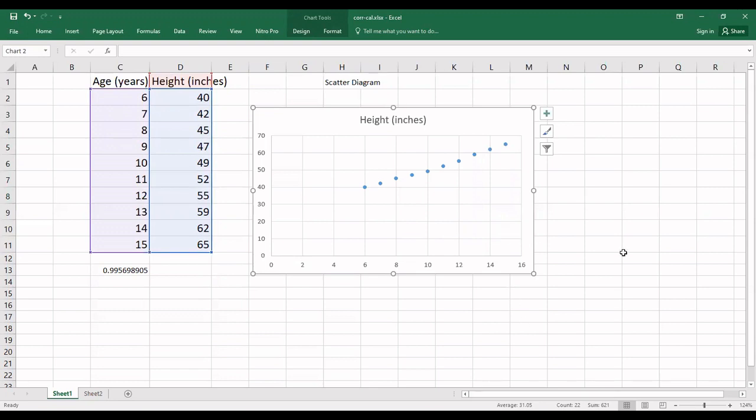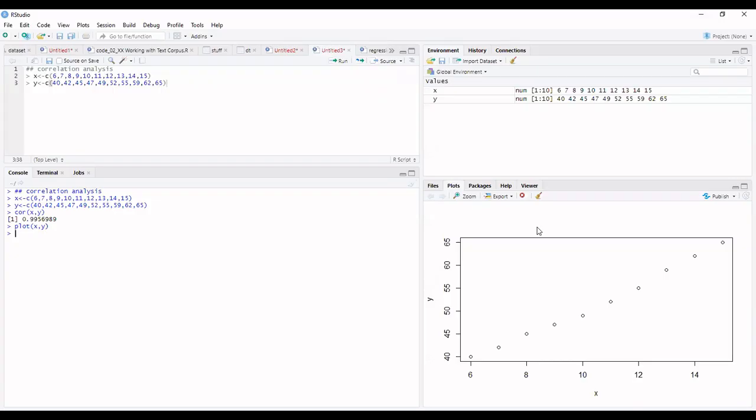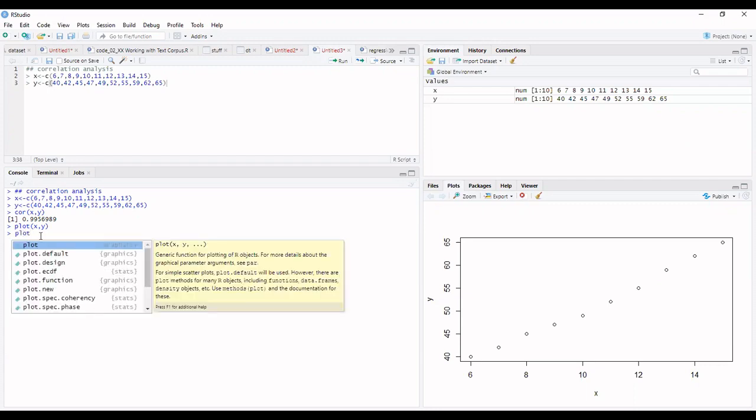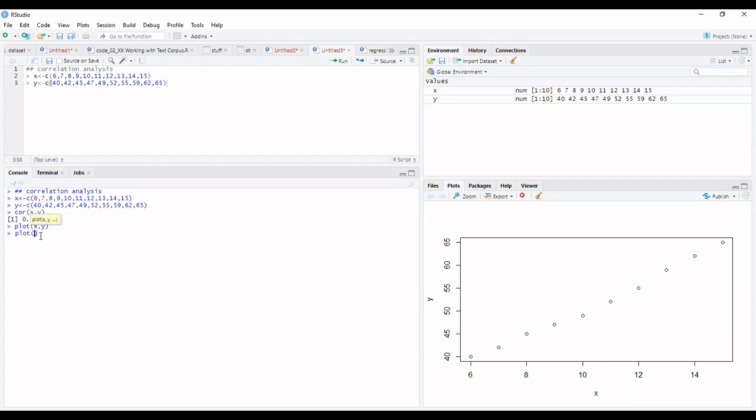Let us see how we can draw the scatter diagram in R programming. This is the R programming. Already I did it. Just write plot. If you write the plot, x we denoted before as the age, comma, and the y we wrote before as the vector. Just give the enter sign.